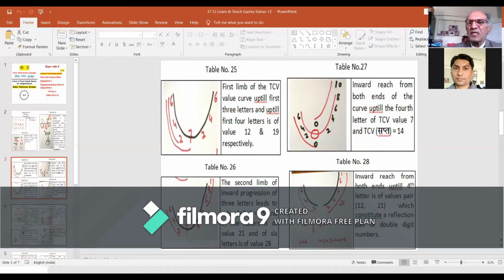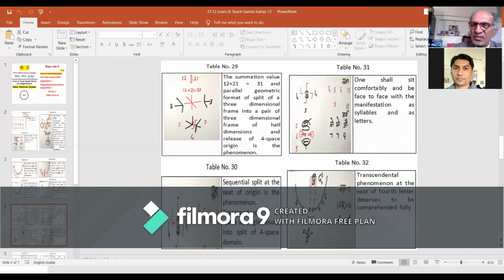The tables 29 onwards, 29, 30, 31, and 32, extend the conventional arithmetical operations to Vedic mathematical operations.